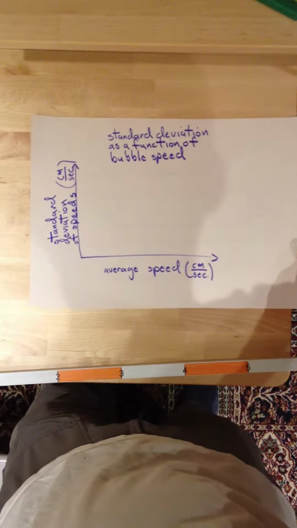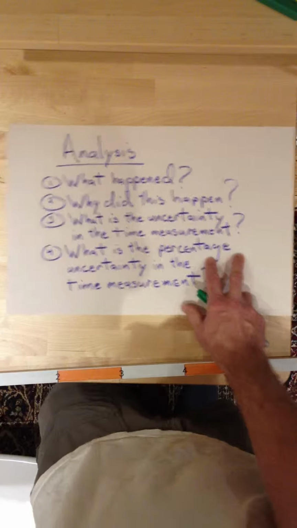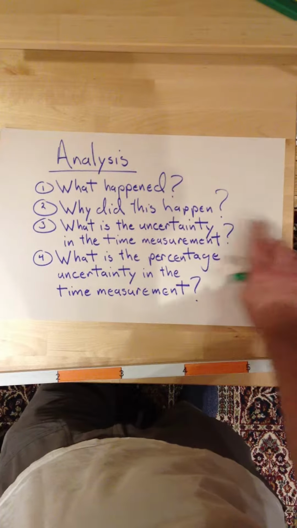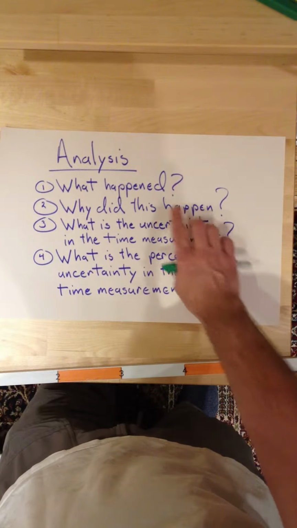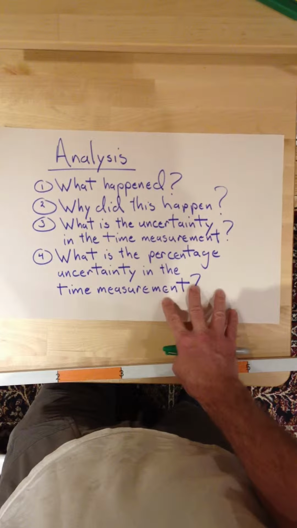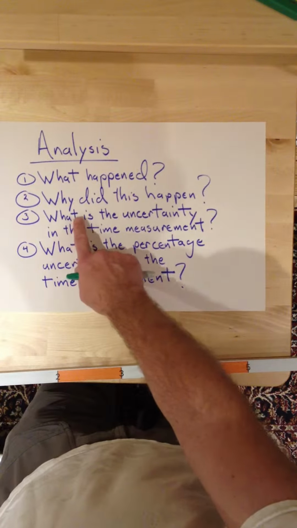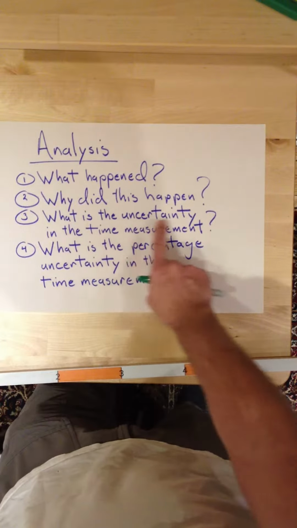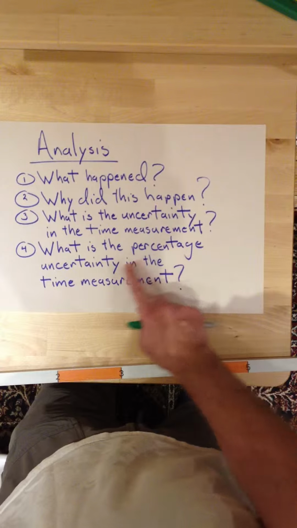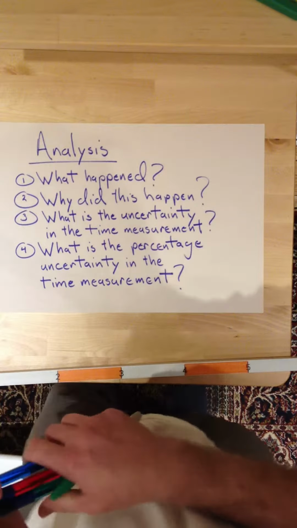We'll see. After performing this experiment, you're going to ask the usual questions, that is, what happened and why did this happen? So provide a summary of the results and then an explanation of the results. These are two sort of leading questions. What is the uncertainty in the time measurement? And what is the percentage uncertainty in the time measurement?